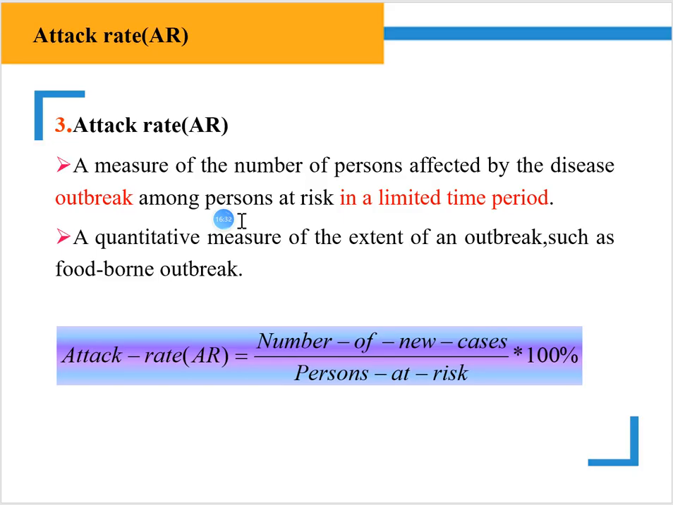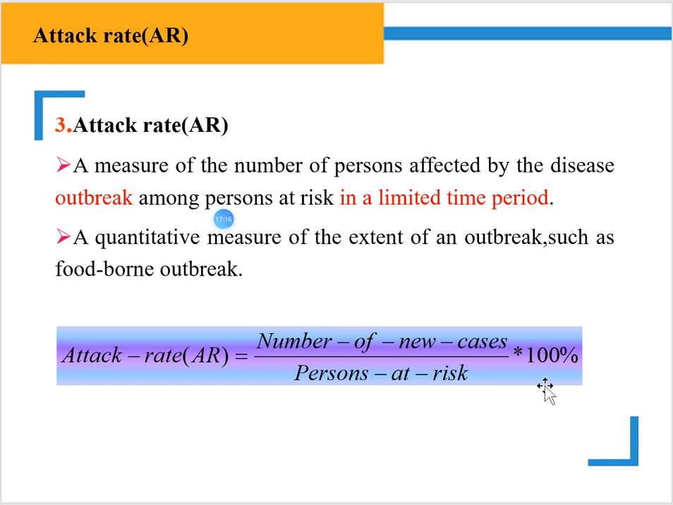Attack rate is a measure of the number of persons affected by the disease outbreak among persons at risk in a limited time period. It is a quantitative measure of the extent of an outbreak, such as a foodborne outbreak. The numerator is the number of new cases in a shorter period of time, usually less than 1 month, such as a foodborne outbreak. The denominator is the number of persons at risk during the same time as that of the numerator.